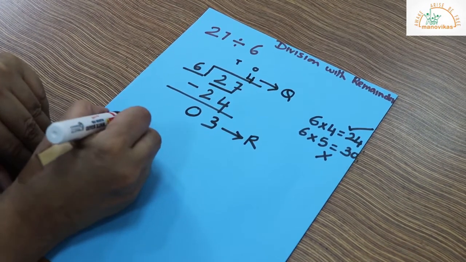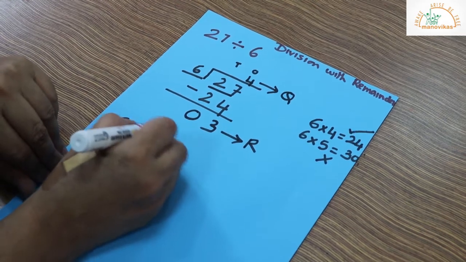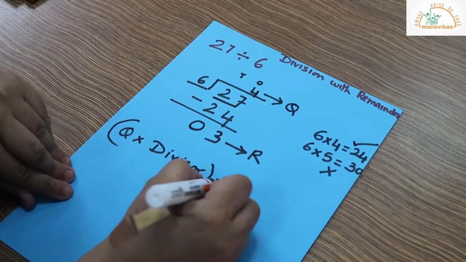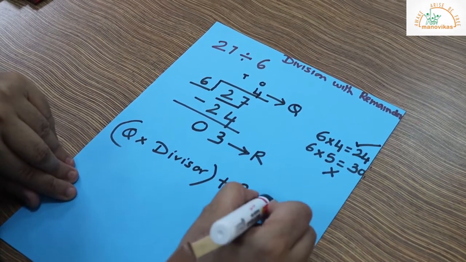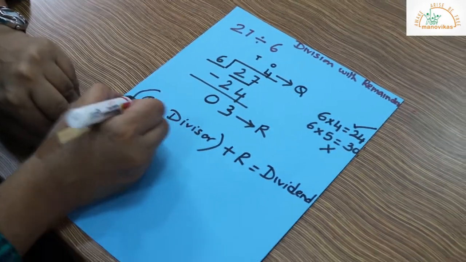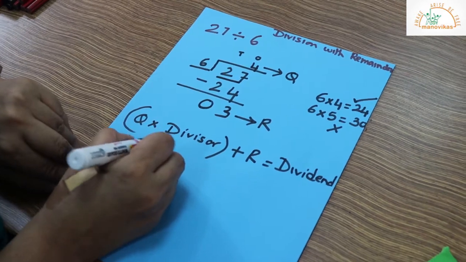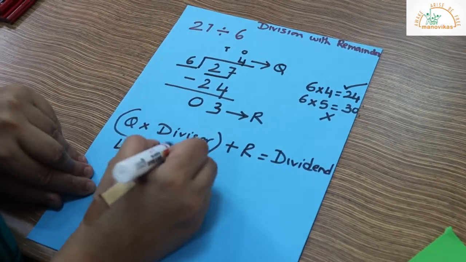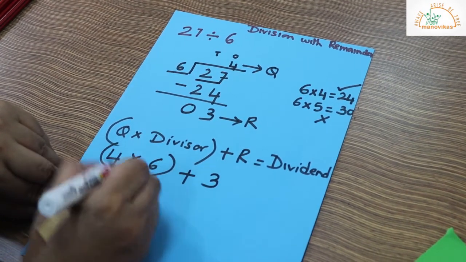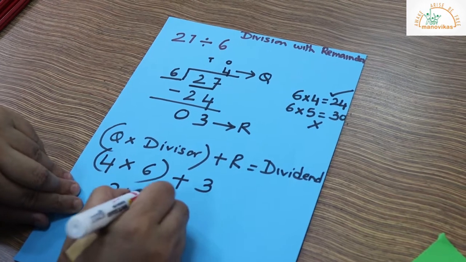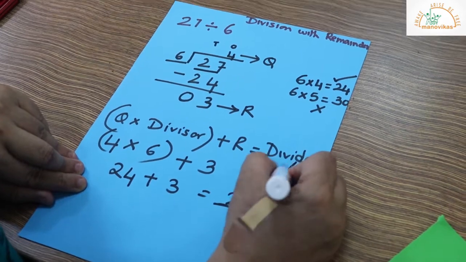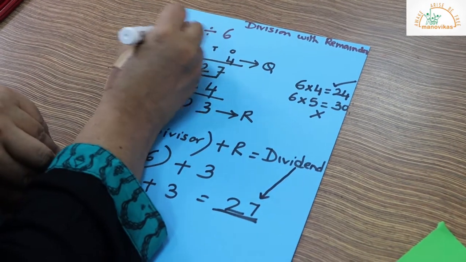Now quickly let us check using the formula. Quotient multiplied by the divisor plus the remainder should give us what? The dividend, right? Now what is the quotient you have got? 4. Which is the divisor here? 6. And what is the remainder you have got? 3. So 4 6s are 24 plus 3 is 27. And 27 is our dividend which we had started with.